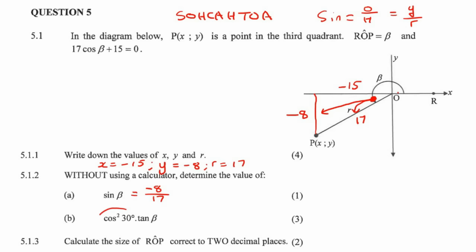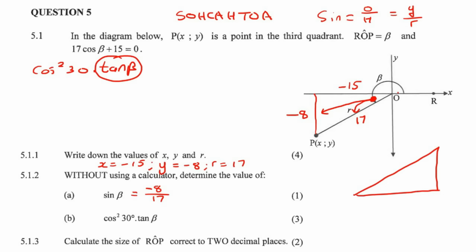The next question asks us to find cos squared 30 multiplied by tan beta. Okay, so tan beta we can definitely get from this diagram, but what about the 30? Well, remember, special triangles. Let's quickly draw out the special triangles. So we know that you get a 30, 60, 90 special triangle. 1, 2, square root 3. This you just need to know, okay?